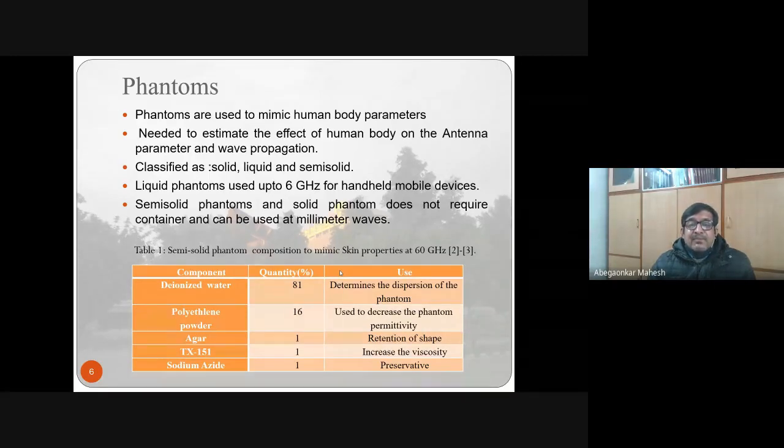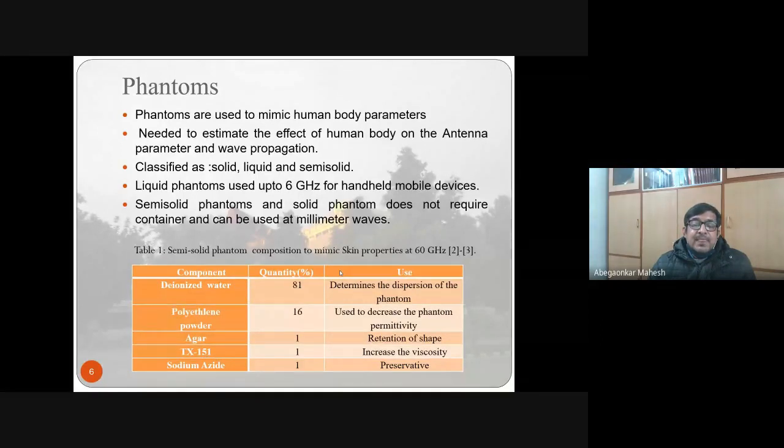So you basically mimic the human body parameters using an artificial substance and shape it into the form of a human body so that you can do the experiments. These phantoms are needed to estimate the effect of the human body on the antenna parameters and wave propagation. Right. So instead of using the actual body, we use these phantoms so that we can estimate what will happen with the human body. These phantoms are classified either as solids, liquids, or semi-solids. So all forms of phantoms are available.